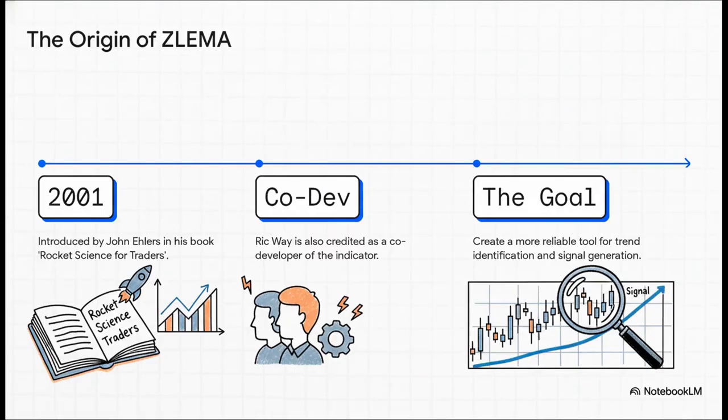And this isn't some brand new idea that just popped up. It was actually introduced way back in 2001 by a quantitative analyst named John Ehlers, along with Rick Way, in a book called Rocket Science for Traders. And their goal was super clear. They wanted to give traders a more reliable, more responsive tool to help them spot trends and get signals faster.